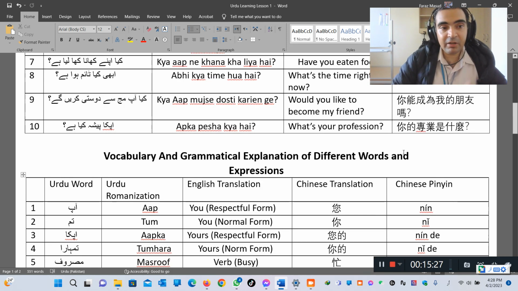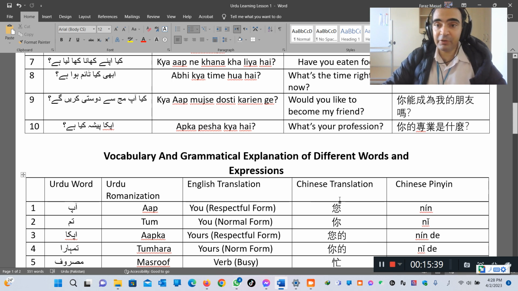And in the end we have the expression, what is your profession? Zhuanye is profession. In Urdu we call it pesha. What is your profession?